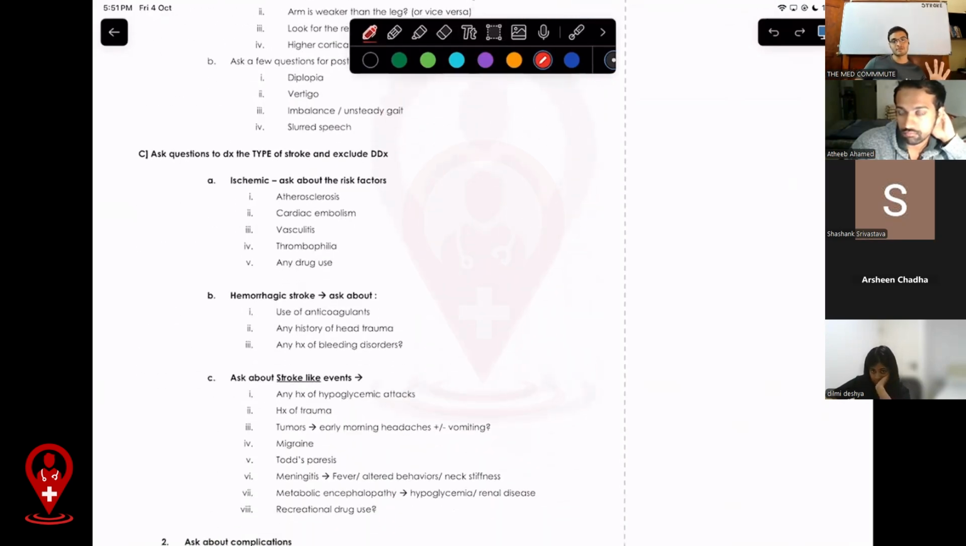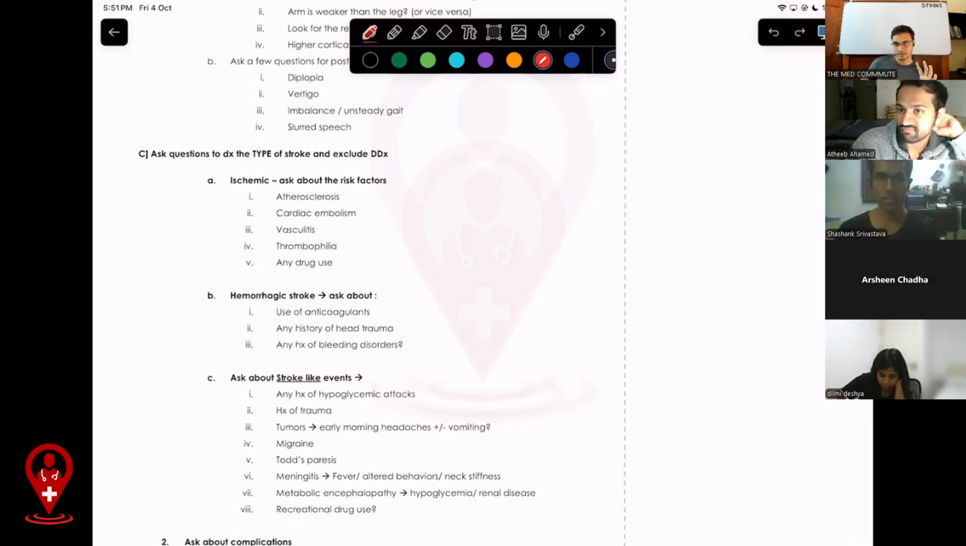Then, guys, next thing, ask questions to diagnose the type, right? Here, now, as we discussed before, hemorrhagic is the one we want to exclude. Our main focus is ischemic, right? Especially for the undergraduate level, 99% you all are going to get ischemic stroke. But you all have to exclude hemorrhagic. Why? If it's a hemorrhagic stroke and you manage it as an ischemic stroke, you're going to kill the patient. Okay? You're going to kill the patient, right?